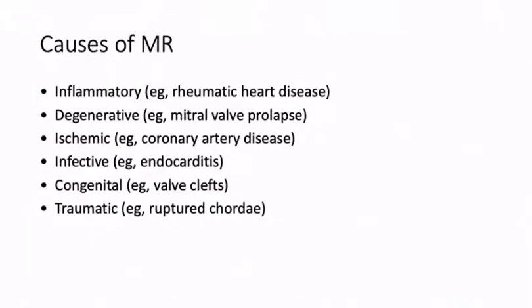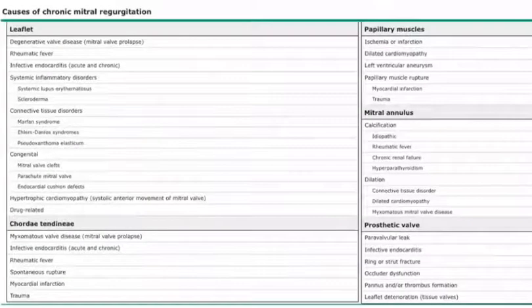Another common entity is associated coronary artery disease, causing ischemic MR. Then there are infective etiologies like infective endocarditis involving the valve leaflets or chordae tendineae, leading to chordal fracture or valve perforations, flail mitral leaflet and severe mitral regurgitation. Congenital anomalies like a cleft mitral valve leaflet can lead to regurgitation, or even trauma can lead to chordal ruptures.